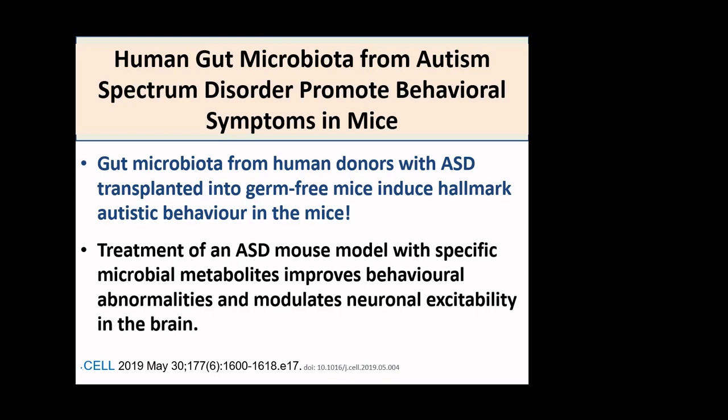Okay, so treatment of an ASD mouse model with specific microbiome metabolites improves behavioral abnormalities and modulates neuronal excitability in the brain. So when they checked the brain also, the brain behavior also improved. This is a very, very interesting finding, and it's not very new. It's only 4 years ago, May 2019.